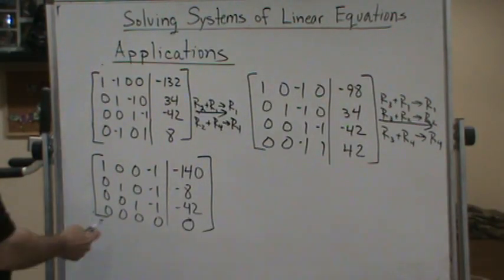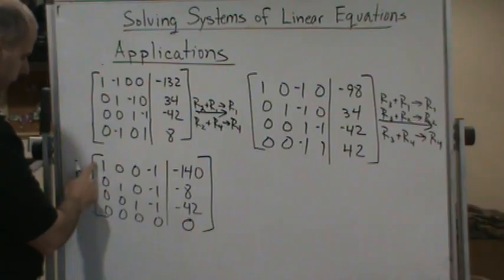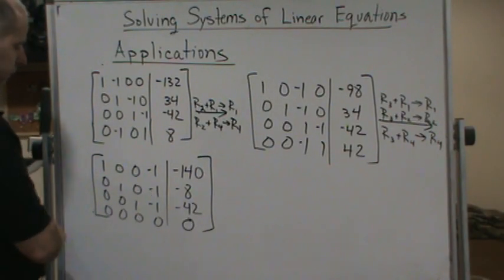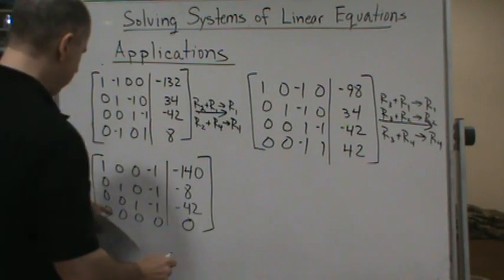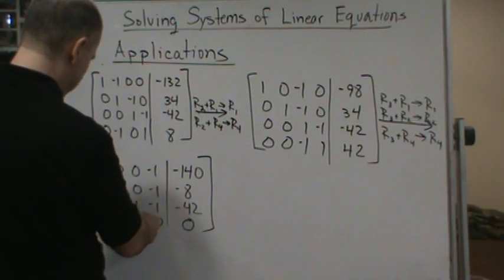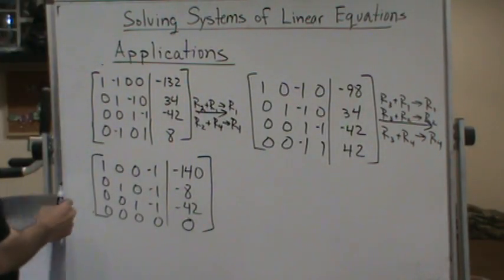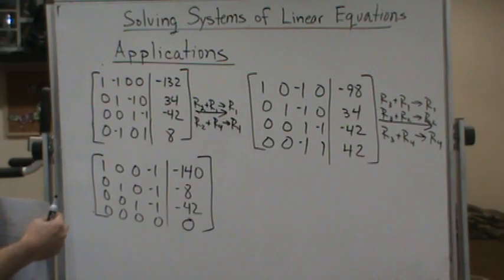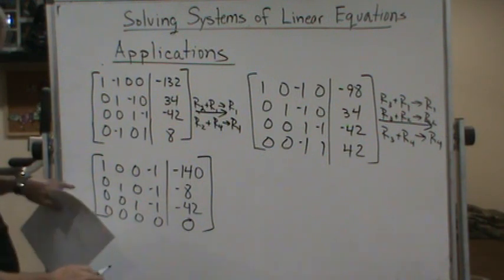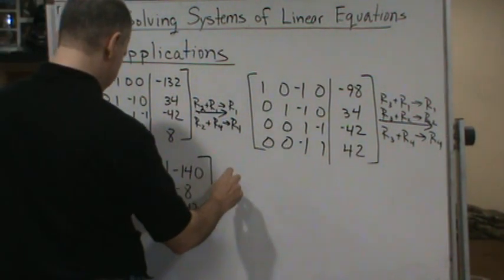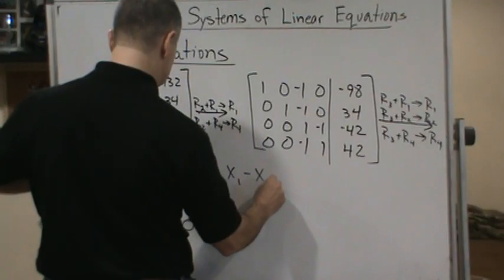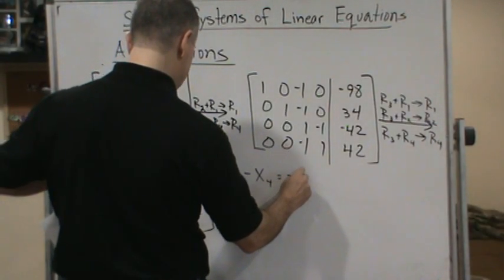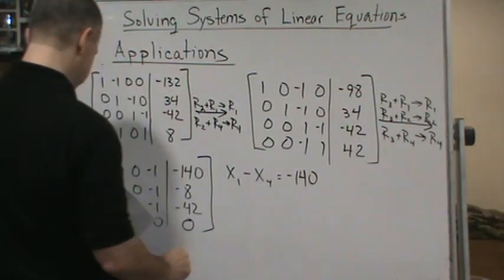Okay, so the other flow rates, x1, x2, and x3, are all going to be dependent on the flow rate of x4. Now we can't eliminate these, so we're down to row zeros. Yeah, we're done. So now what we have is x1 minus x4 is equal to negative 140.